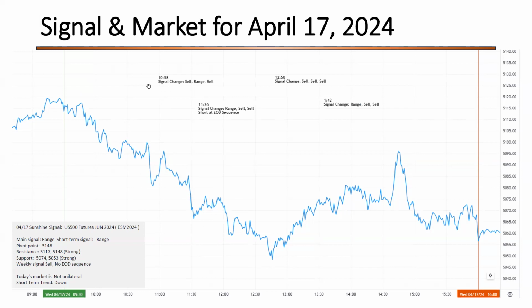And we can also see from these signal changes that the signal is being downgraded. So again, that's another sign that you can sell bounces. And then we have another short EOD sequence, which is saying that the market could move up later during the trading session, and if it does, it could be a shorting opportunity.